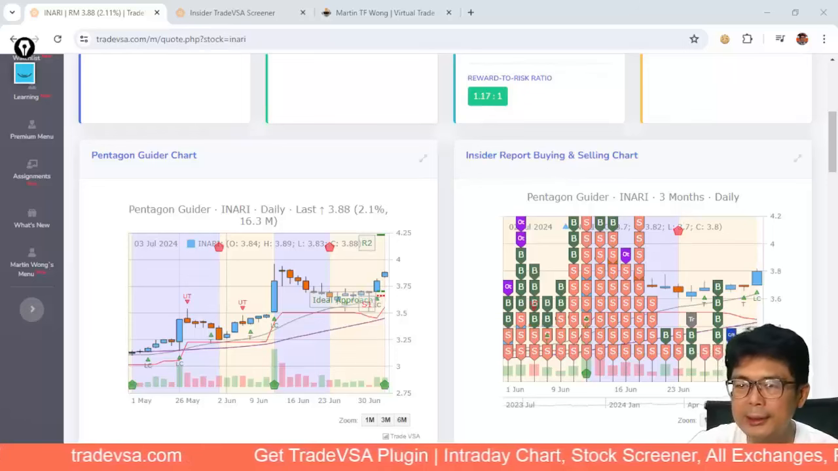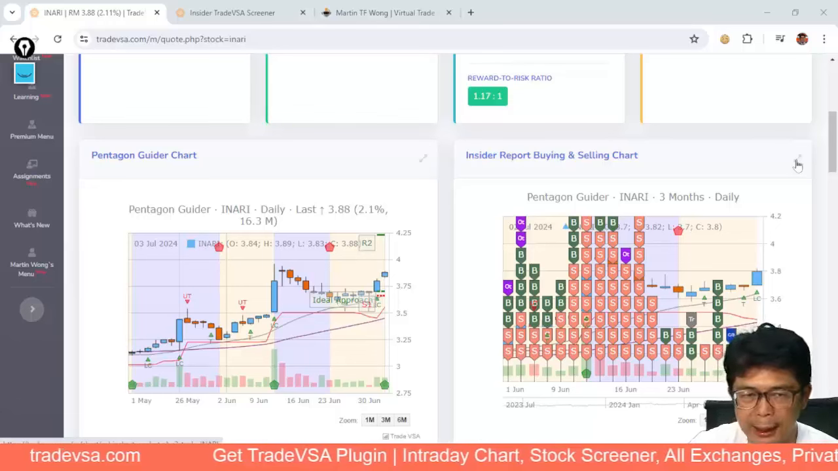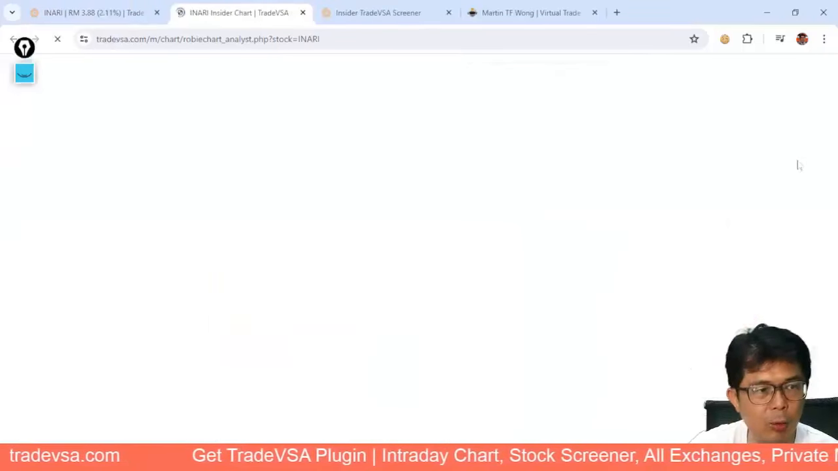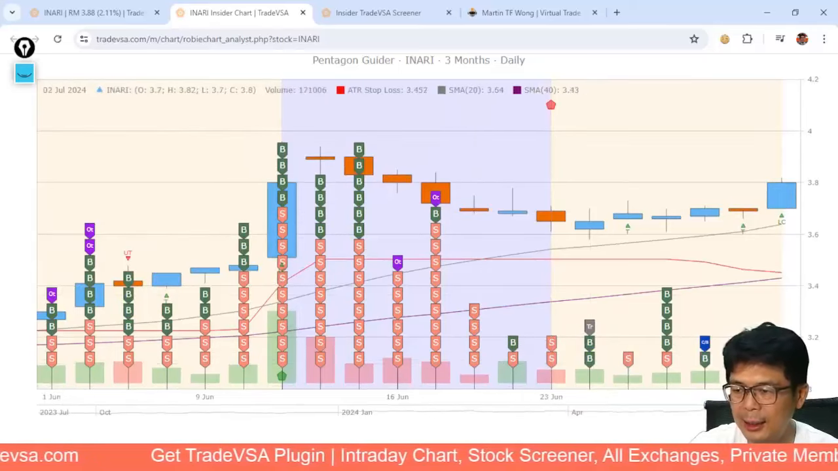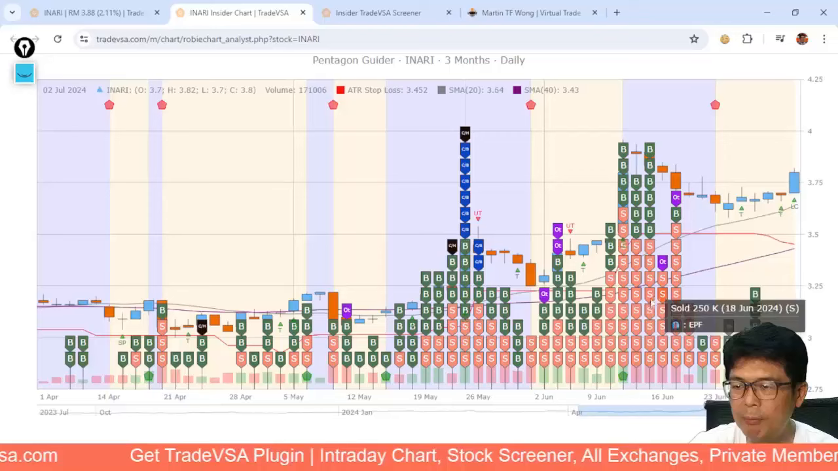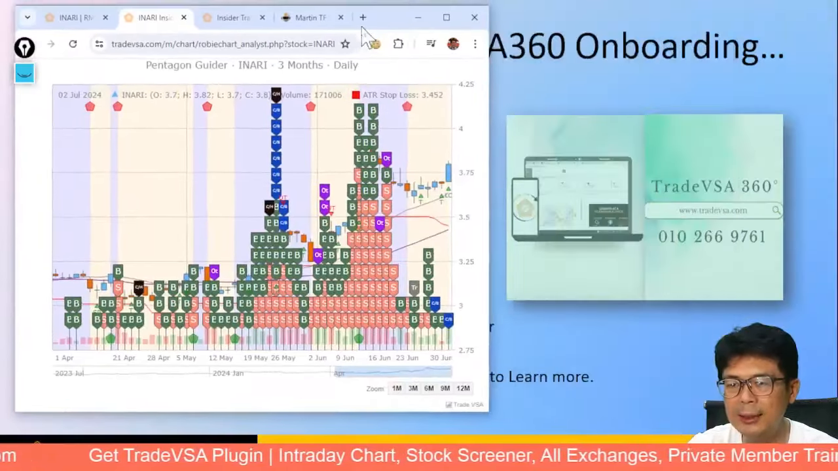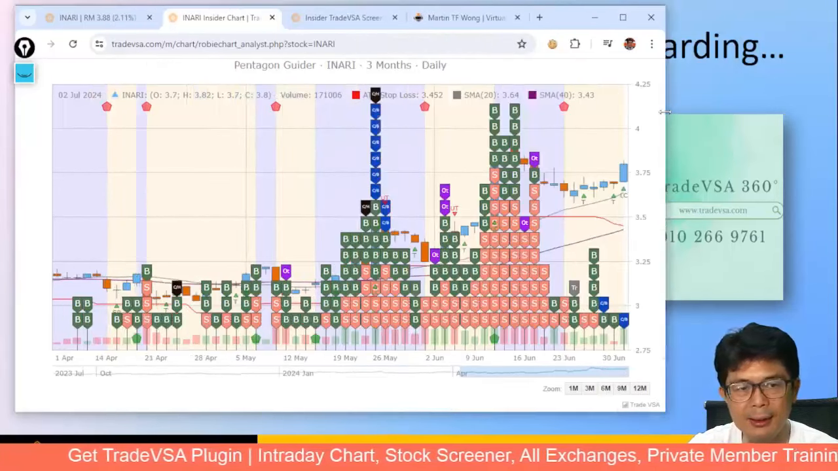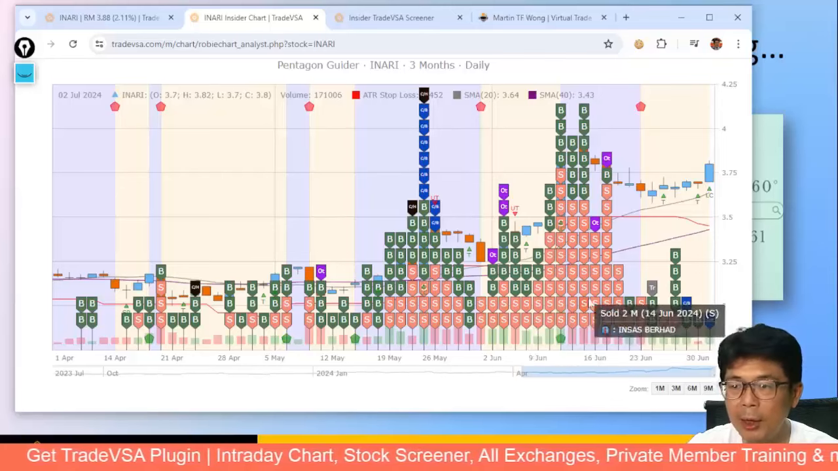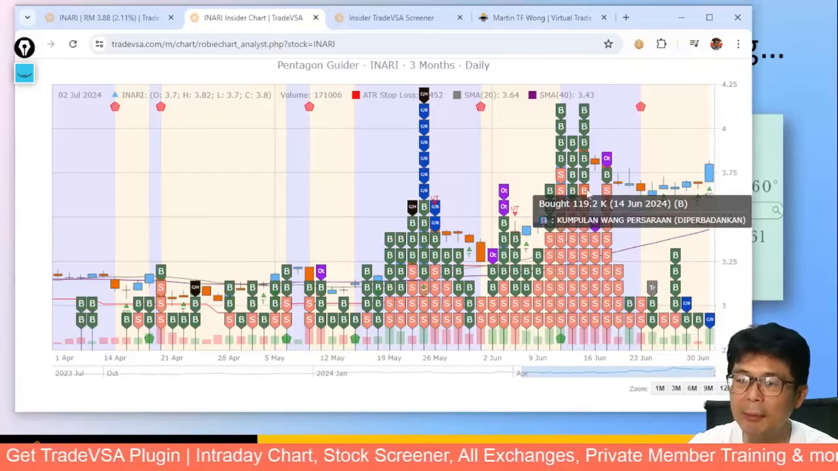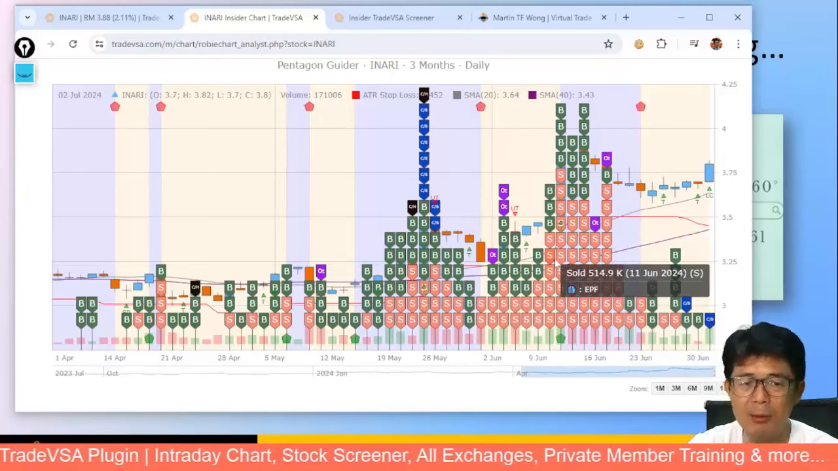You will notice the insider report, buy and sell. You can always click on the top right-hand side here, which will open up the whole Robbie analyst chart, so you can see here, and you can also zoom in. There's lots of buying and lots of selling, and this is definitely institutional shares. Let me just move this aside so you can see it better. You can see a lot of KWAP buying, and they're also selling. So you might wonder why they buy and sell.